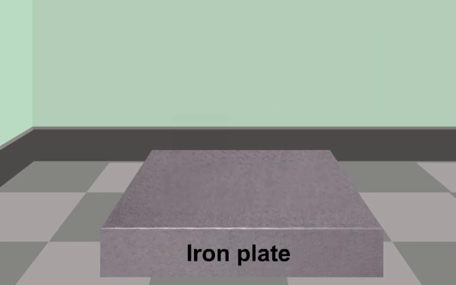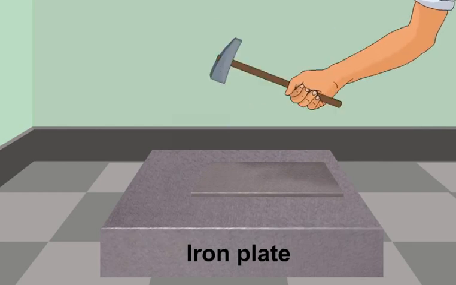Repeat the experiment taking an iron piece instead of glass. What do you find? The iron piece did not break into pieces, isn't it? Thus, the substances that break into pieces on hitting are called fragile, while the substances that do not break into pieces on hitting are called non-fragile.